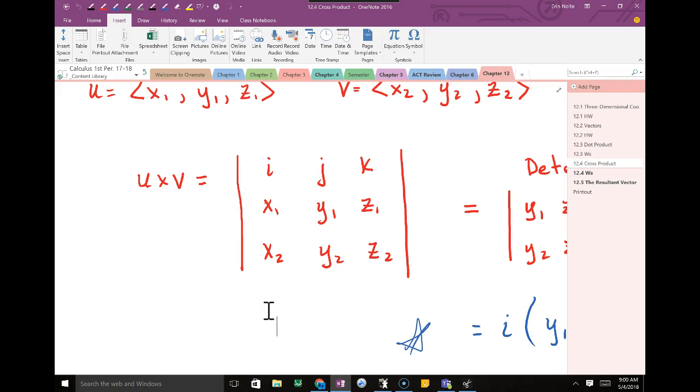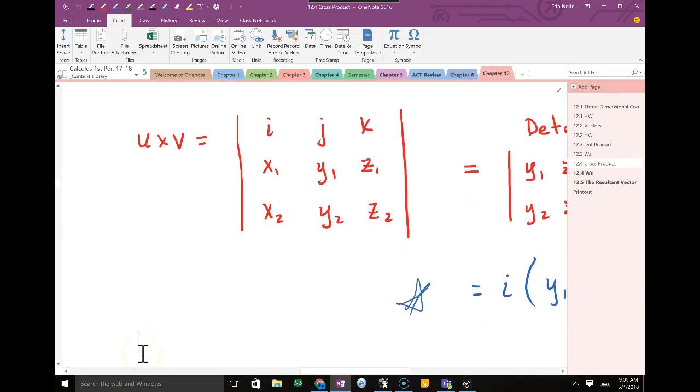So for the j, you use these two rows, the ones that are not in the j row. And you're going to multiply across. So you're going to go x1 times z2 minus x2 times z1, to get the j. And then you subtract the j1 from the i1, then you add k.